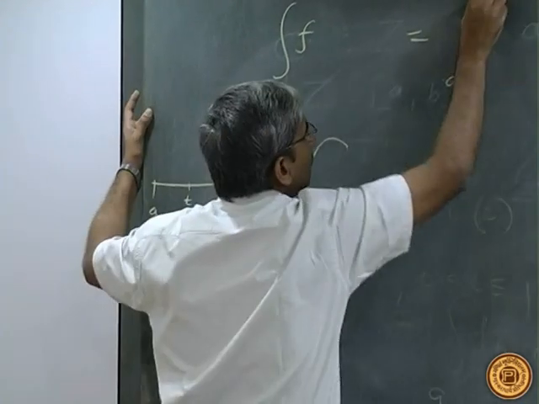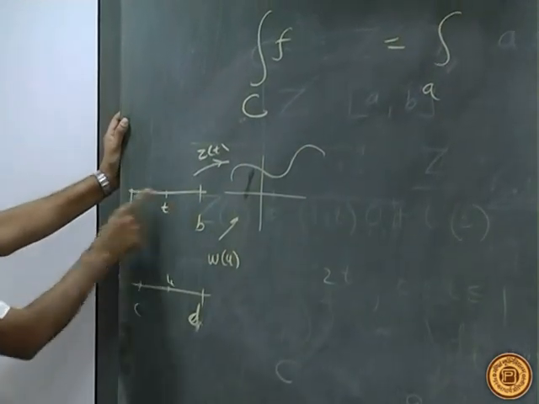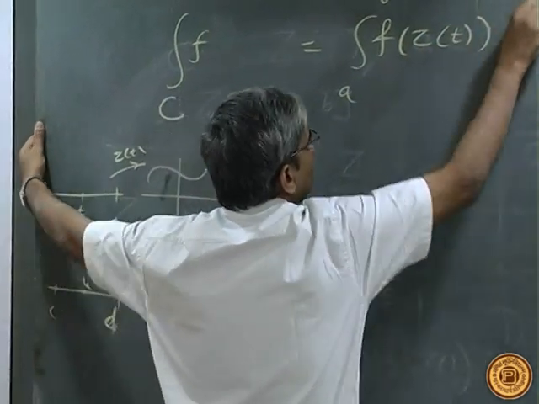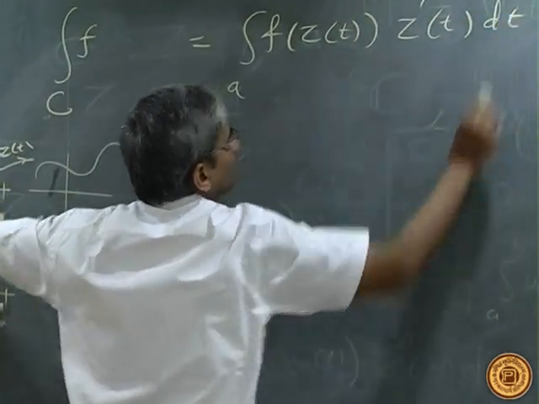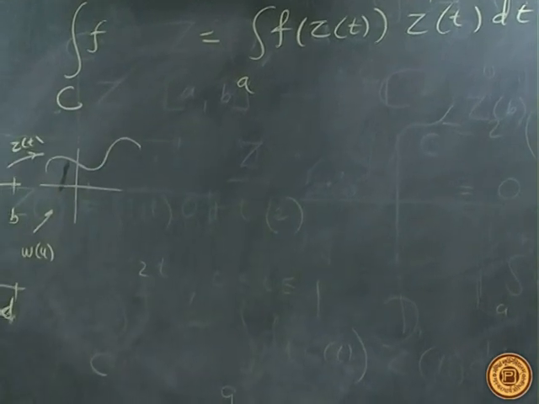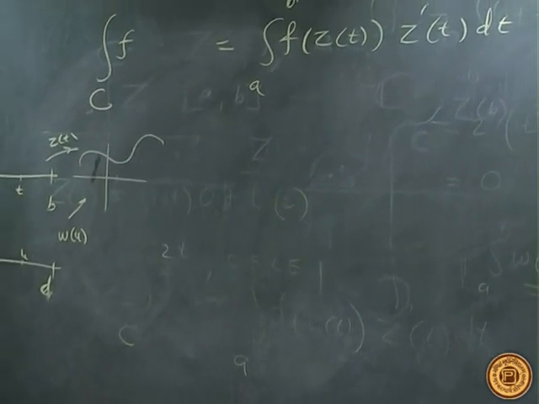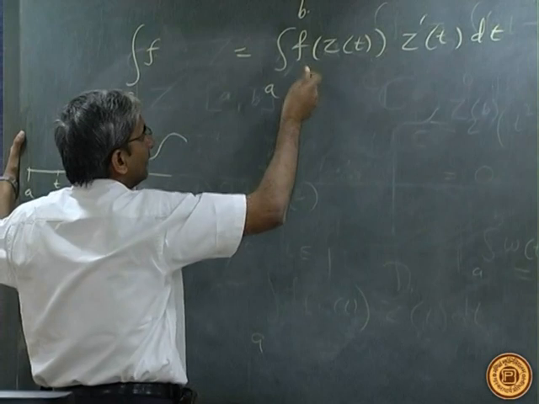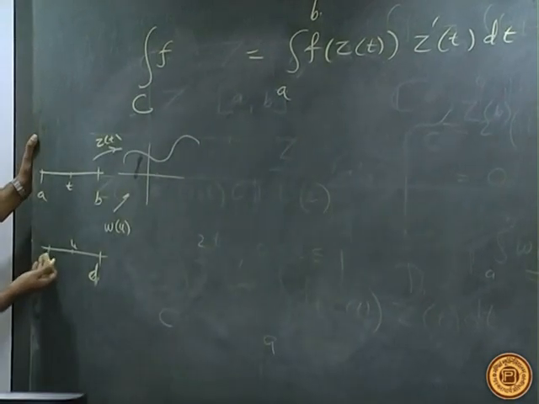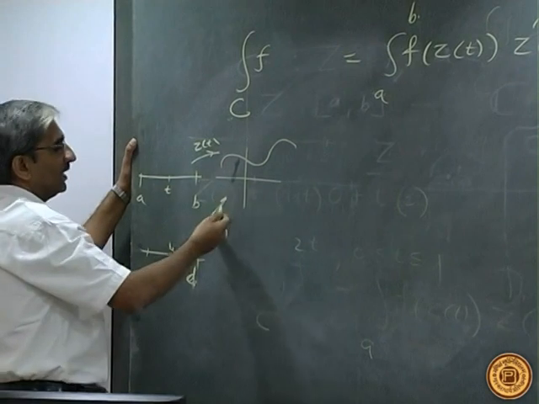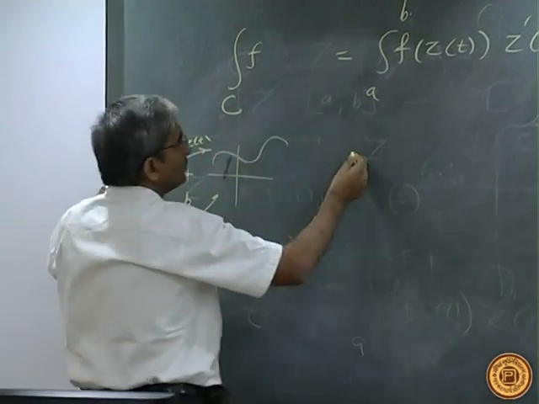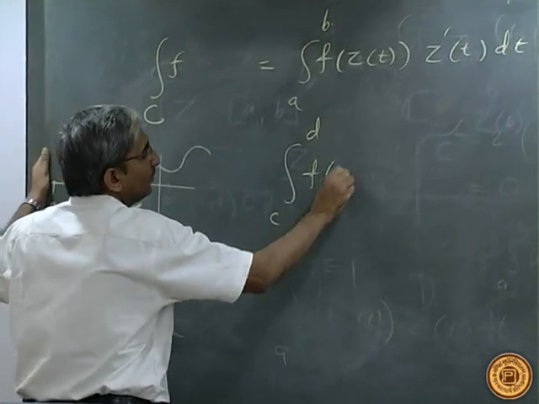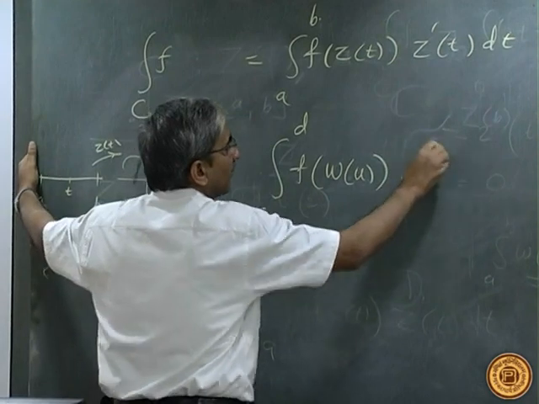The integral from a to b of f(z(t)) z'(t) dt. Apparently this depends on the parameterization, because we have used a to b everywhere. But if the same curve is described on [c, d] with the function w(u), then this should also come out to be the integral from c to d of f(w(u)) w'(u) du.